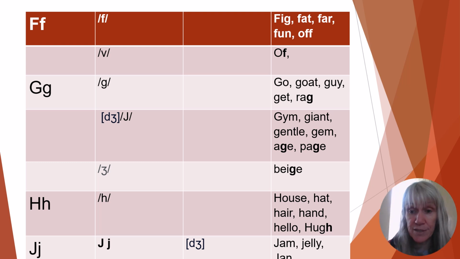H only makes one sound, thank goodness, and it's the h sound. House, hat, hair, hand, hello, and hue. J, I think I might be missing one of my J's here. I hope not, but I think I'm missing a sound. J makes a j sound, as in jam, jelly, Jan.